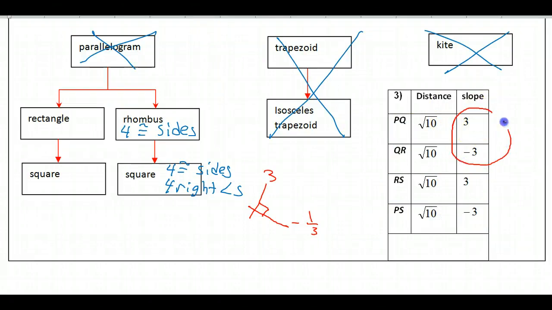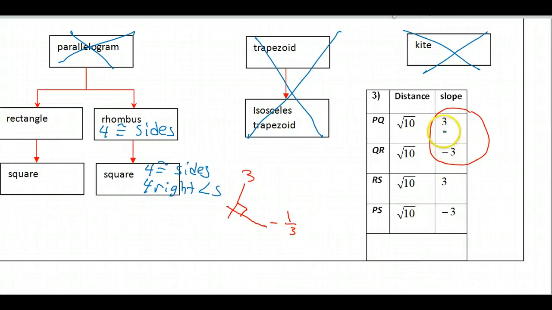PQ and QR. These two consecutive slopes should be opposite and reciprocal if it's a square. They are opposite, one positive, one negative. They're opposite in sign, but they're not reciprocal. If this were reciprocal, it would be like negative 1/3. But that's not what it is. So, for that reason, these are not perpendicular. They are not 90-degree angles. So this is not a square.